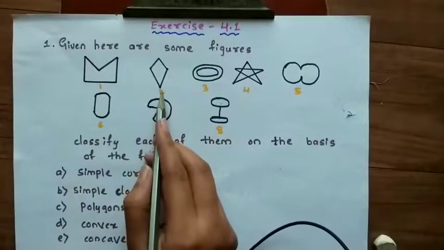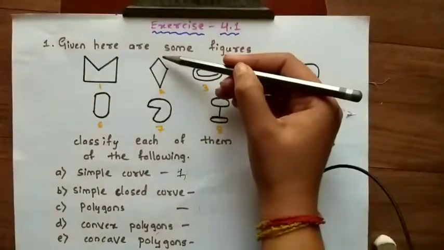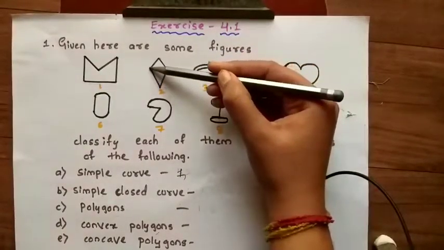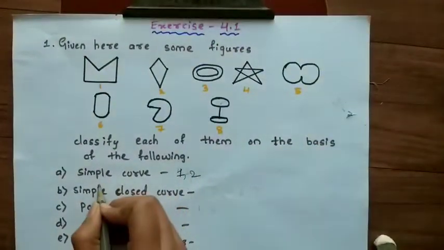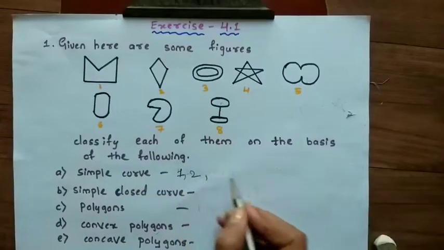Next, you observe the second one. If I start from this point, I can easily draw this figure without lifting the pencil. Yes, it is. Then the second figure is also said to be a simple curve. First and second are said to be simple curves.